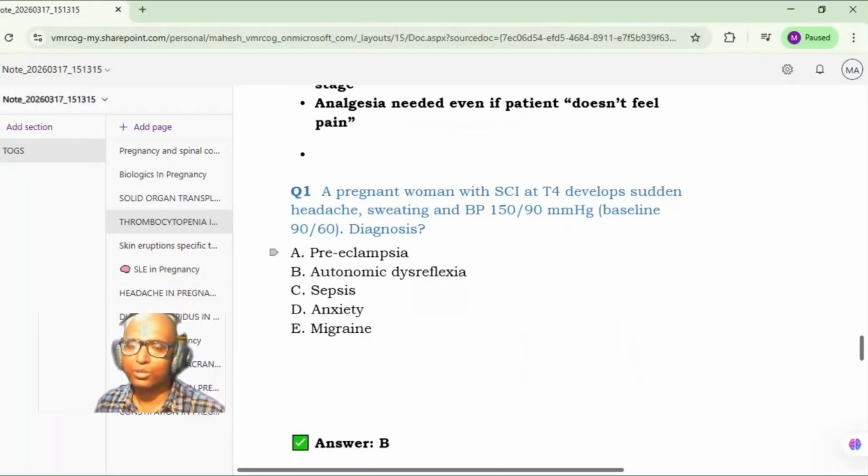Okay. Doctor, we have a few questions. Can you please read the questions and attempt? Yes, sir. A pregnant woman with spinal cord injury at T4 develops sudden headache, sweating, and BP 150/90 mmHg. Diagnosis: A. Preeclampsia, B. Autonomic dysreflexia, C. Sepsis, D. Anxiety, E. Migraine. So it is B, autonomic dysreflexia. Yes, above T4.